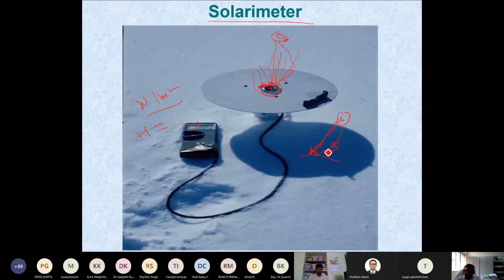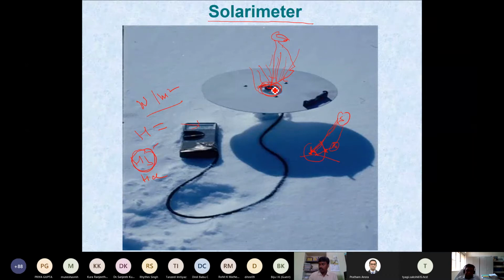So I don't know in which direction it will come at that time or at that particular location. That means I don't know anything about this, I only know the total amount. So in these conditions, I'll be able to measure the total solar radiation, but I don't know how much is HB and how much is HD. And why do we need to separate it out? Because some systems are designed based on this.